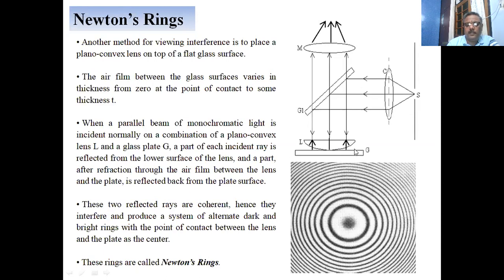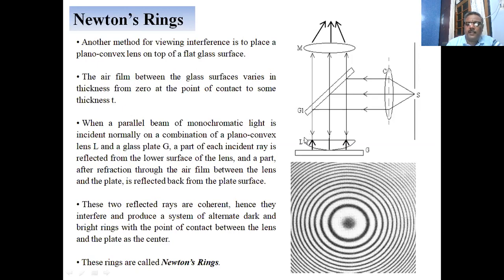When a parallel beam of monochromatic light is incident normally on the combination of a plano-convex lens and a glass plate G, a part of the incident ray is reflected from the lower surface of the lens, and a part after refraction through the air film between the lens and the plate is reflected from this glass surface. So these are the two virtual sources, and these two lights interfere and give the interference pattern which is observed.